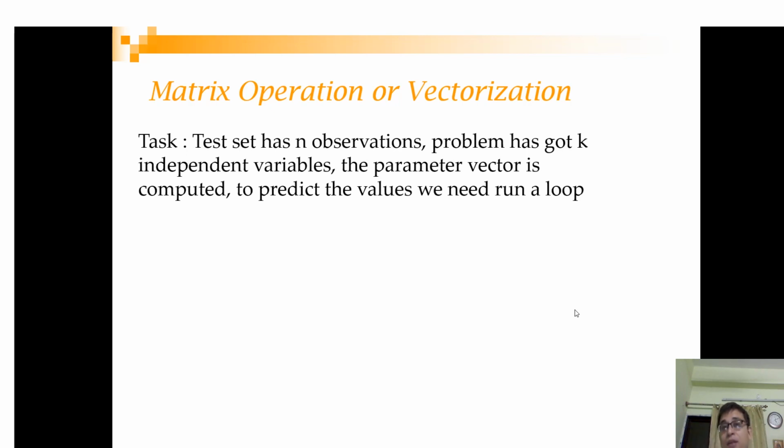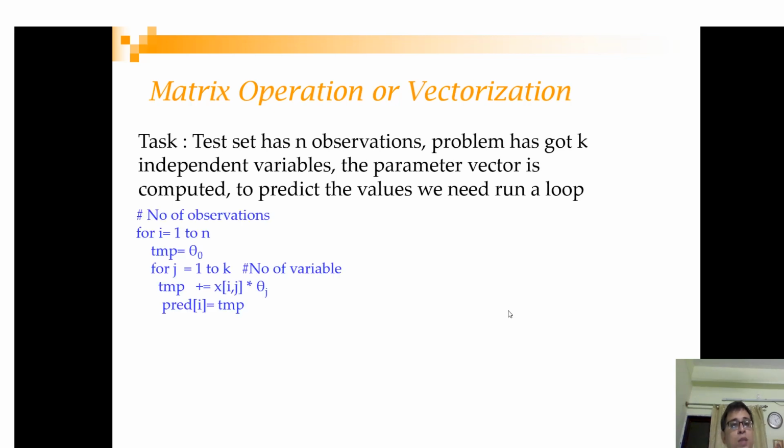Let's say you are given a test set which has n observations and k features, or k independent variables. The parameters are computed. You know the values of theta 0, theta 1. You now want to predict the values for the testing set. I can do it using a programming language with simple for loops. So for i equal to 1 to n observations, I initialize a variable called temp with the intercept or bias value.